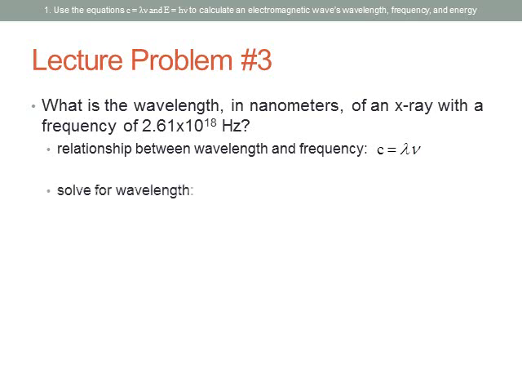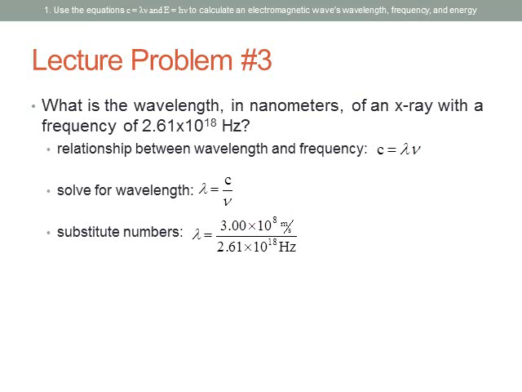And we want to solve that for wavelength, so I want to divide both sides by nu. We get lambda equals c over nu. Now we can substitute in our values, and that gives us 3 times 10 to the 8th meters per second divided by the frequency of 2.61 times 10 to the 18th hertz.